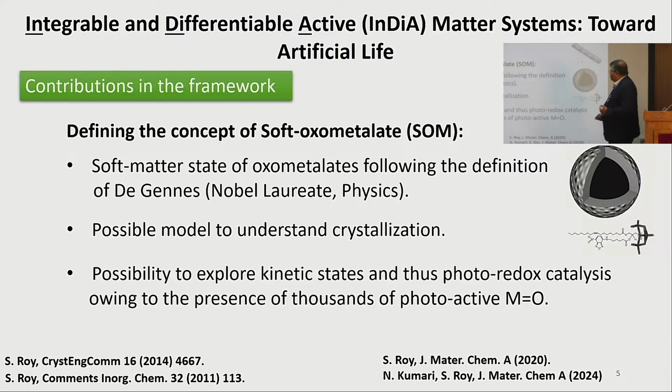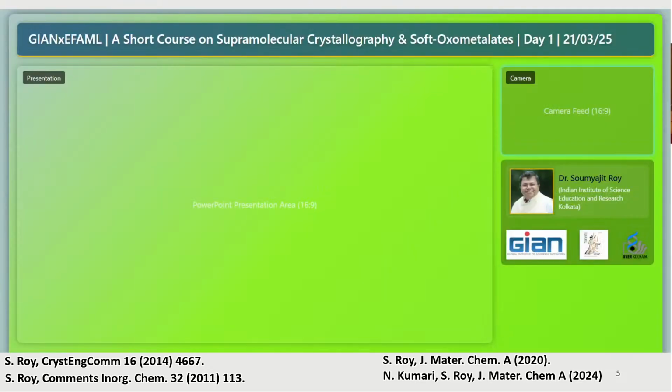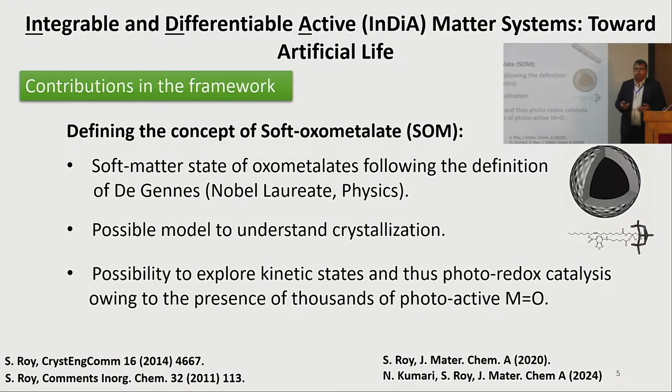You can do photoredox catalysis because there is a presence of thousands of photoactive metal oxo terminal bonds. That means when you shine light on them, or if you can excite them with electricity, they go into the excited states.